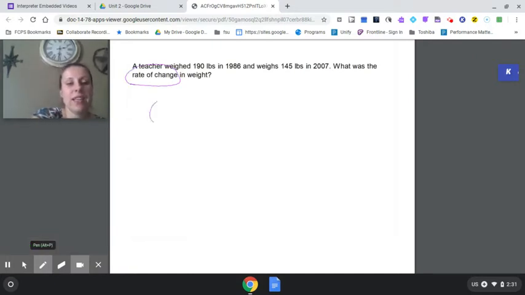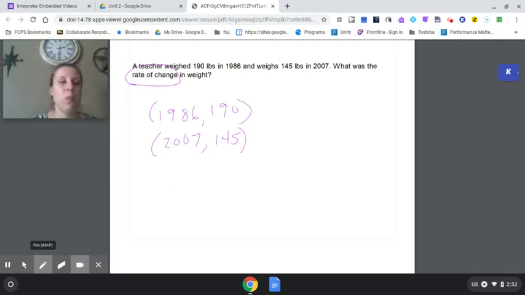In 1986, this teacher weighed 190 pounds. In 2007, the teacher weighed 145 pounds. So those are our 2 points. Let's go ahead and find the slope. So this is going to be my x1, y1, and this is my second point, x2, y2.